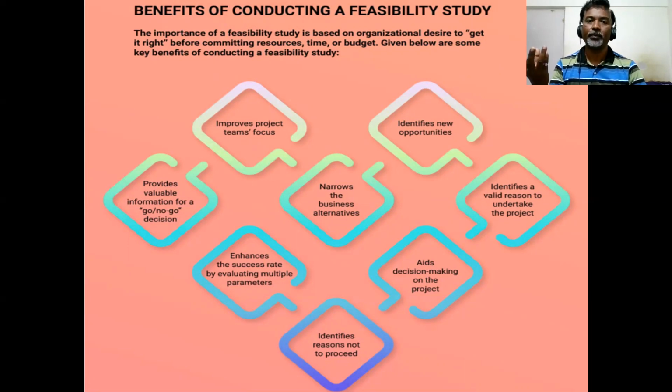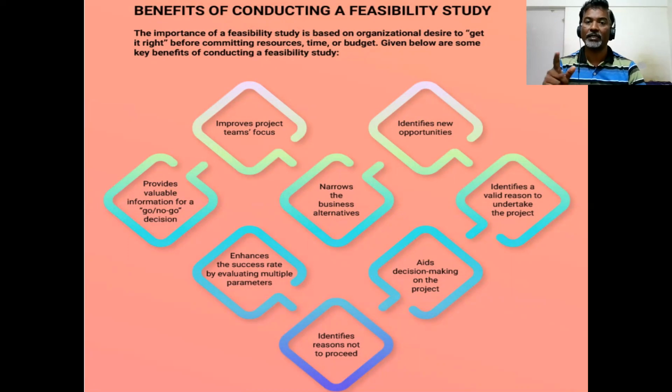The third one improves project team focus, because everything you have studied, tested, and analyzed, the team members have to focus only on the targeted objectives. What functional requirements they have to do, what the time constraint is, what the schedule constraints are, all those things they have to follow. So indirectly the project team members focus on their roles and responsibilities. This is also one of the benefits of a feasibility study.